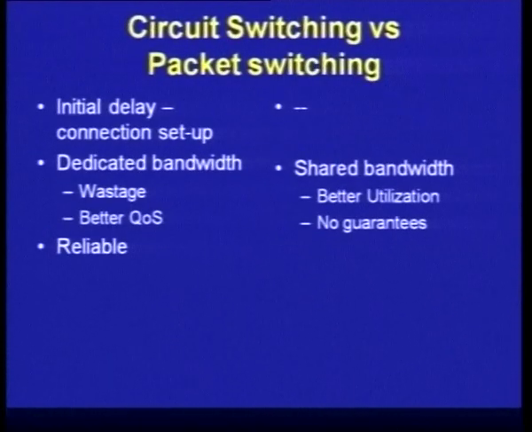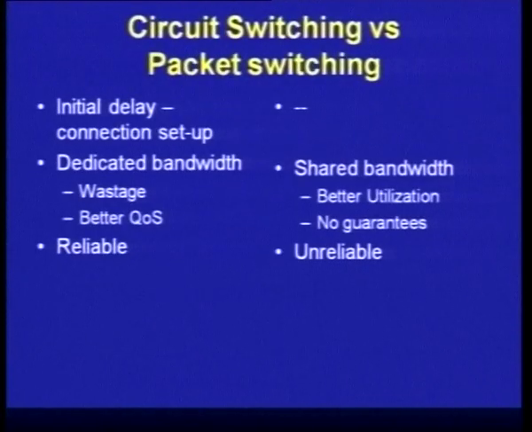But what about quality of service? In circuit switching you are able to provide quality of service because of your dedicated bandwidth, whereas here you cannot provide guarantees. So no guarantees, but you have better sharing or better utilization of the bandwidth. And when we talk about reliable communication, here you get unreliable service. So this gives you a basic comparison between circuit switching and packet switching.